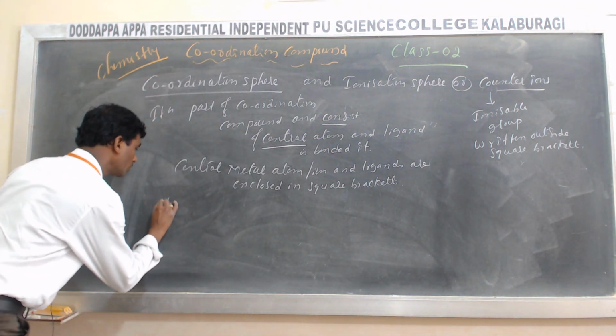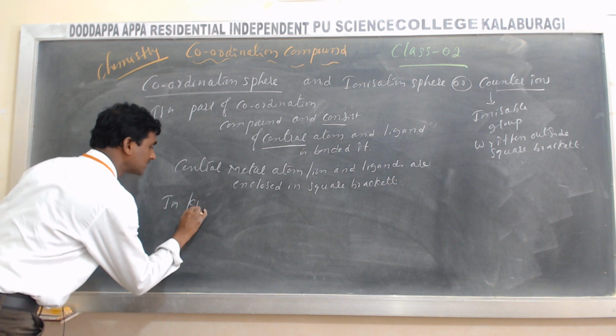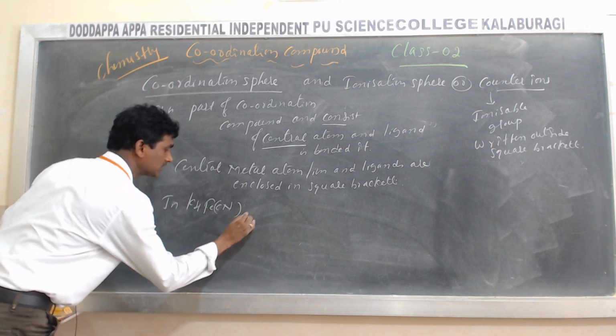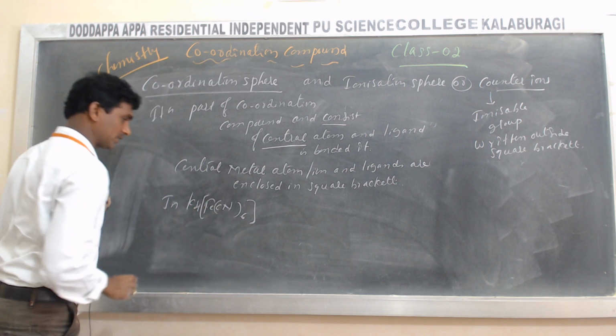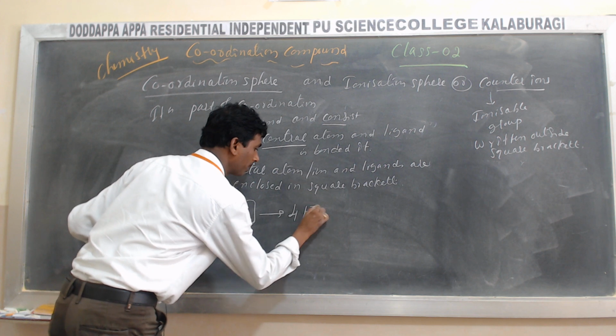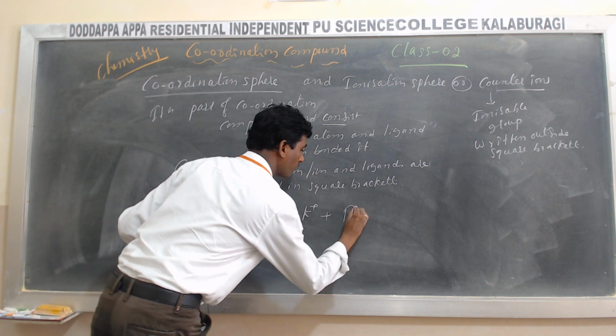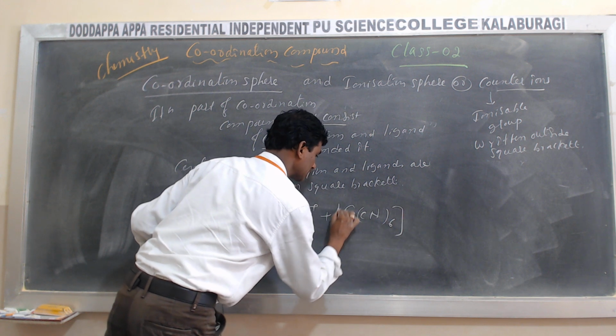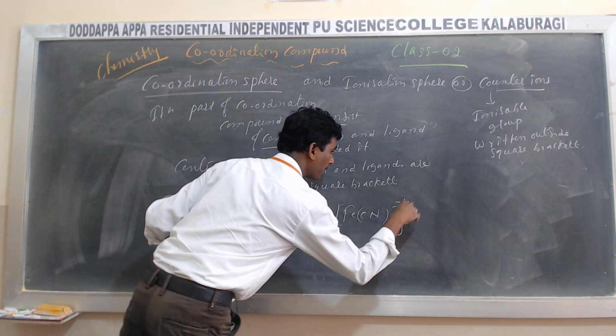Example. So in K4[Fe(CN)6], this is the complex. So it gives what? 4K plus and plus of what? [Fe(CN)6], and that is [Fe(CN)6] minus 4.